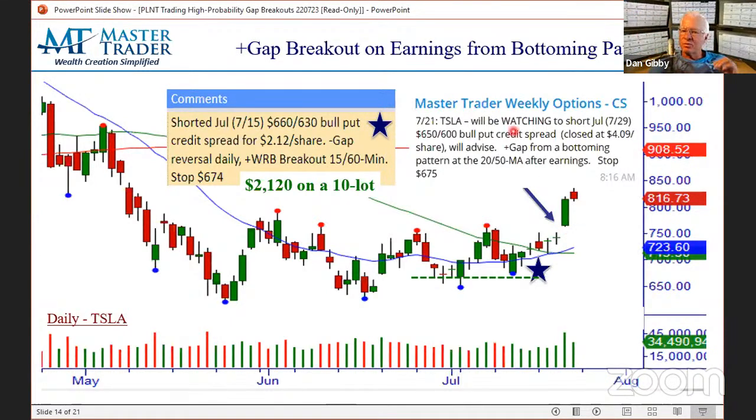I gave this pre-market to the weekly options trader, Lou: a plus gap from a bottoming pattern at the 20 and 50 after earnings. I'm thinking in my head, I want to sell a $50 wide. Why $50 wide? Because I want as much premium as I can. It closed at 409 a share, and I said we'll advise. So 650, you see right here is 650, well under what Greg calls lines of defense. I don't see this going below 650 in a week. That's a beautiful gap breakout.